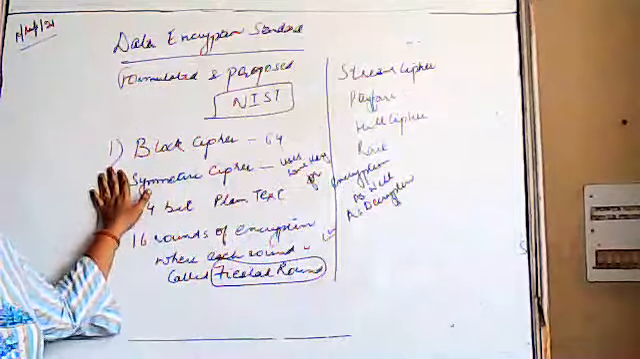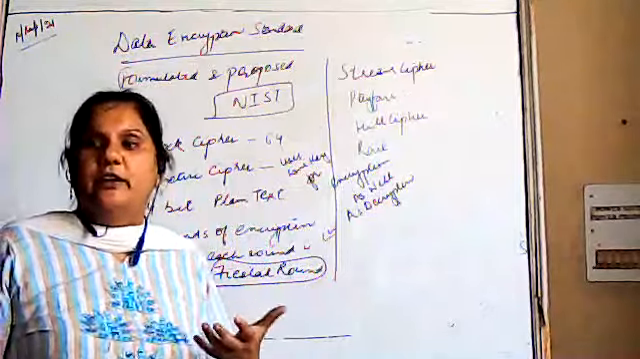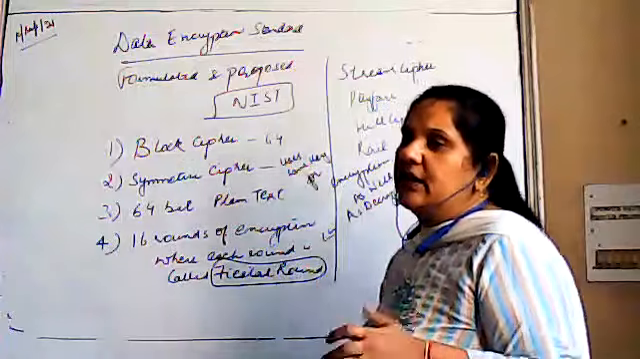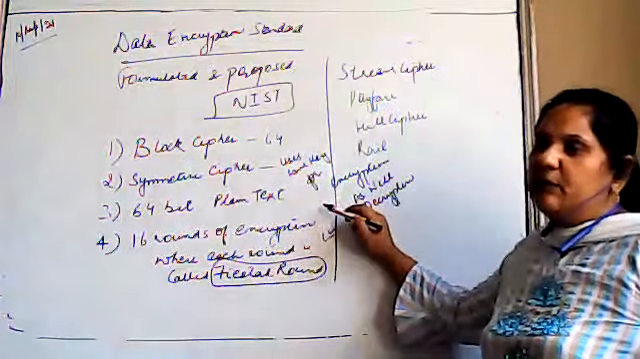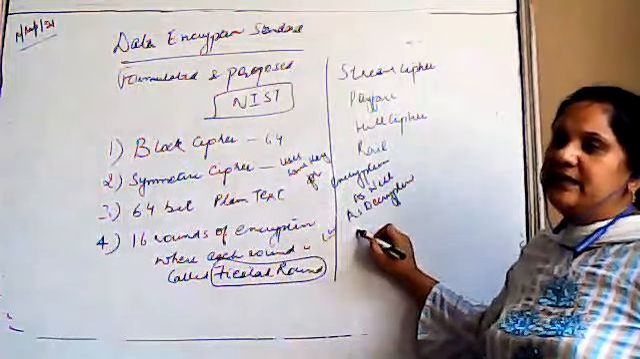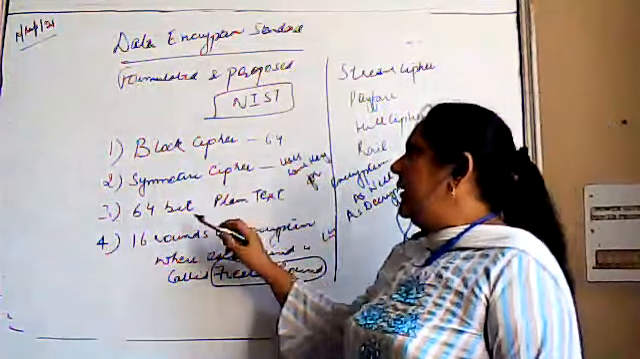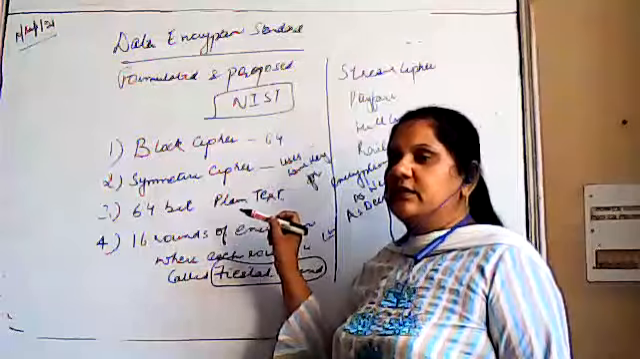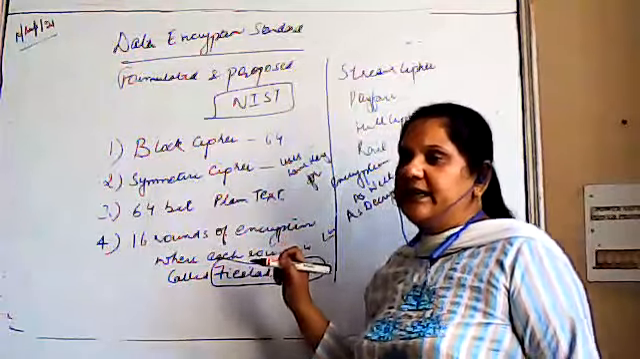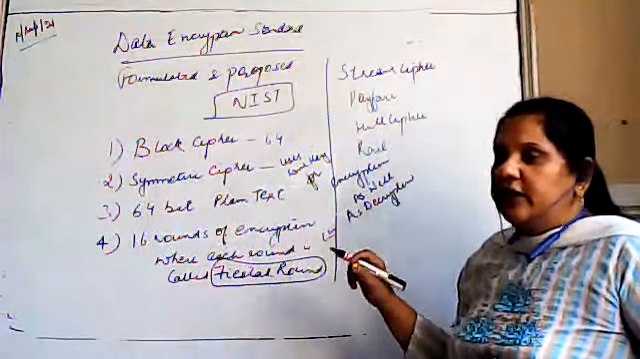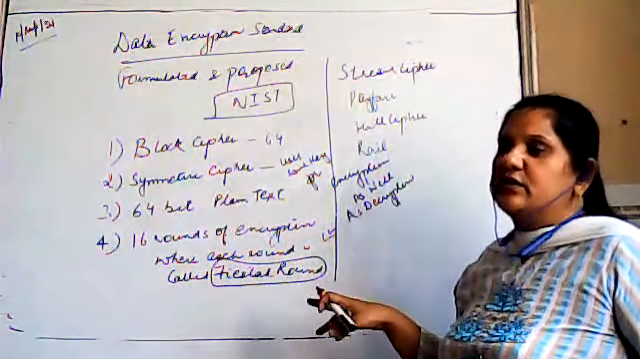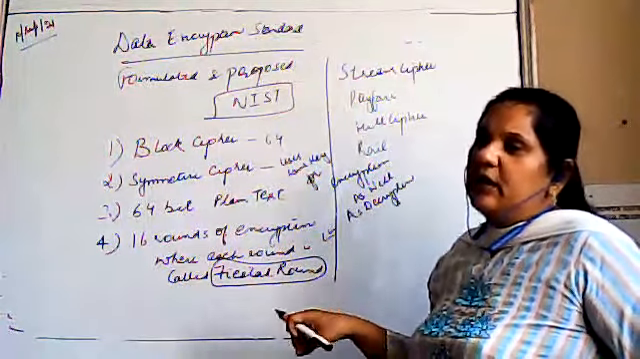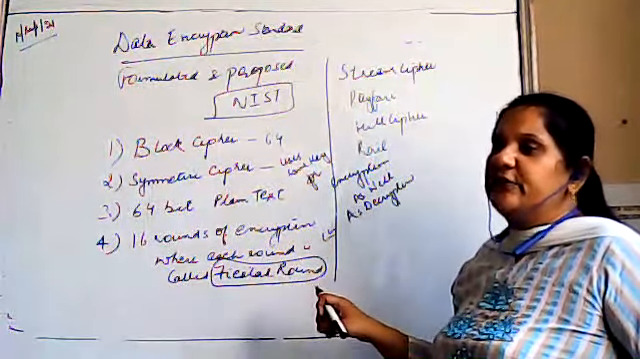First feature is it is a block cipher. It converts the chunk of data, or a chunk of bits, to the equivalent ciphertext. Then symmetric cipher, it uses the same key for encryption as well as decryption. Then it takes 64 bits as the input plain text. Then for encrypting the plain text into the corresponding ciphertext, it uses 16 rounds of encryption, where each round is called a Feistel round.